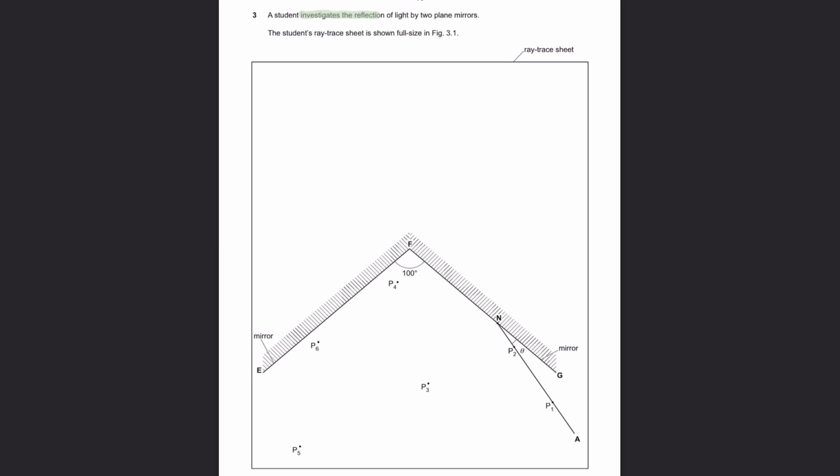Question 3. A student investigates the reflection of light by two plane mirrors. The student's ray trace sheet is shown full size in figure 3.1. Okay, let's take a minute to just understand the setup of this experiment. Okay, so technically this is what the setup of the experiment looks like.